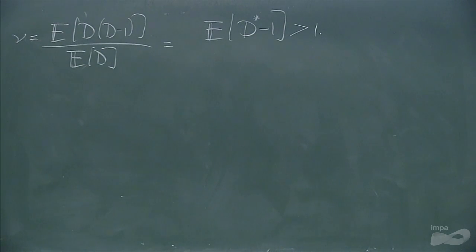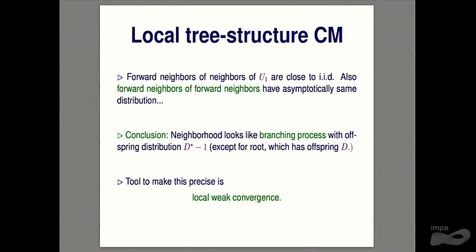And there is a very nice tool for this, which is sometimes called local weak convergence, sometimes also Benjamini-Schramm convergence. And we will use it in order to describe this fact that all the forward neighbors of the initial starting point are close to IID, and therefore, somehow from a certain moment onwards, it looks like all the offsprings are going to be an IID sequence, and therefore you have a branching process. Okay? And local weak convergence is a way of making that precise for a finite number of stages, for a finite number of generations. All right.